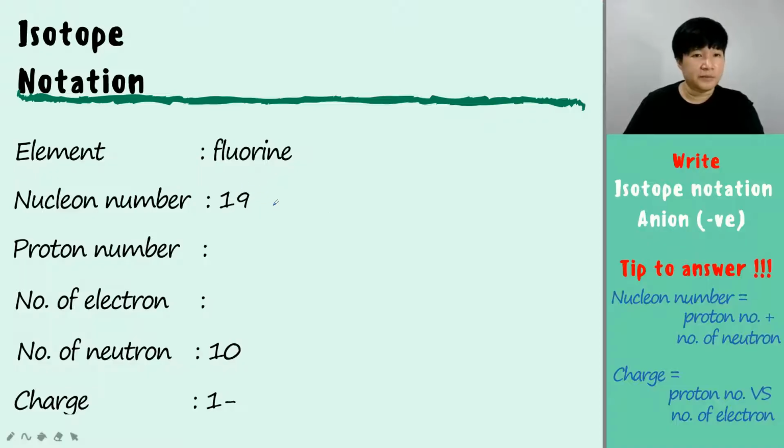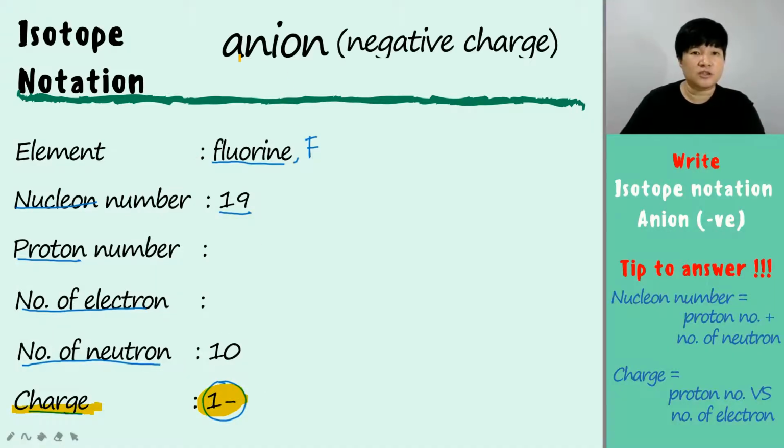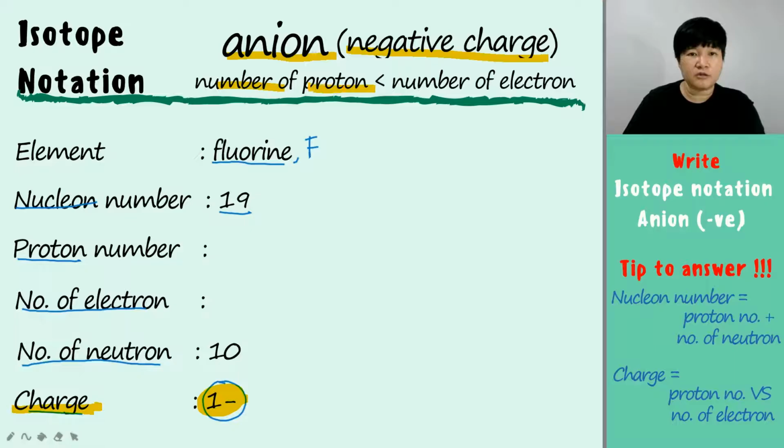Let's look into another example. So I have the element right now is fluorine, where the symbol is F. I have the nucleon number given, 19. The question is asking for proton number and number of electron, with the number of neutron given as 10. And the charge is 1 negative. So when the charge is 1 negative, we know that this isotope notation is for the anion, negative charge. And we know that the number of proton must be less than the number of electron. We don't have proton and we don't have electron. Which one do we find first?